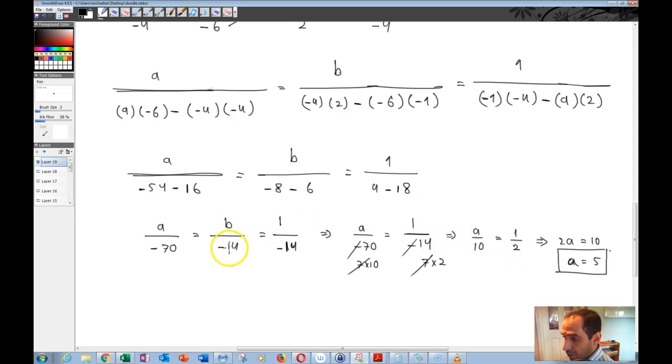And then here you have B over negative 14 is equal to 1 over negative 14. Cancel them out, and negatives you can also cancel out, so B is equal to 1. So that's basically the values of A and B. A is equal to 5, B is equal to 1.